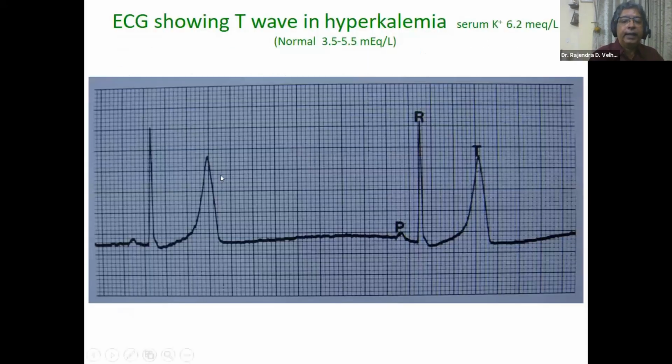Now, in this particular case, you see this is a case of hyperkalemia. It's a mild type of hyperkalemia with potassium level of 6.2 milliequivalent. Less than 6.5, it is considered as mild hyperkalemia. 5.5 to 6.5, it's a mild hyperkalemia. So here you can see the presence of P wave, they start flattening, and the T waves become tall and peaked. That is the tenting of the T wave occurs. So this is a case of hyperkalemia.